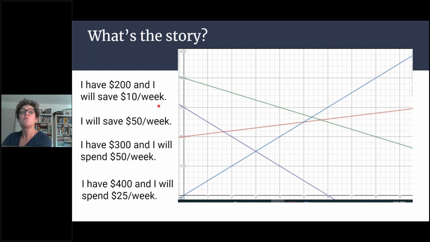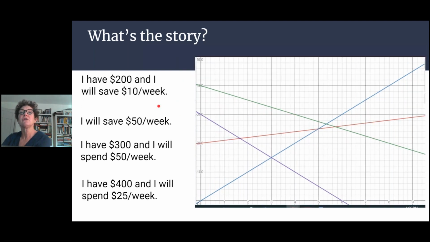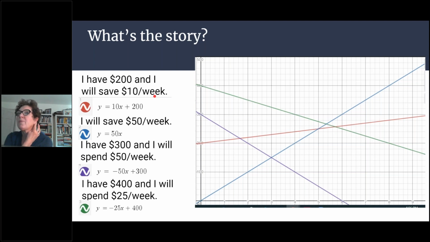So this is what those equations look like. I have $200 and I will save $10 a week. If I'm going to write these in slope-intercept form, that means this is the form that I'm using. Y equals 10x plus 200. So I'm starting with 200 and I'm adding $10 every week.